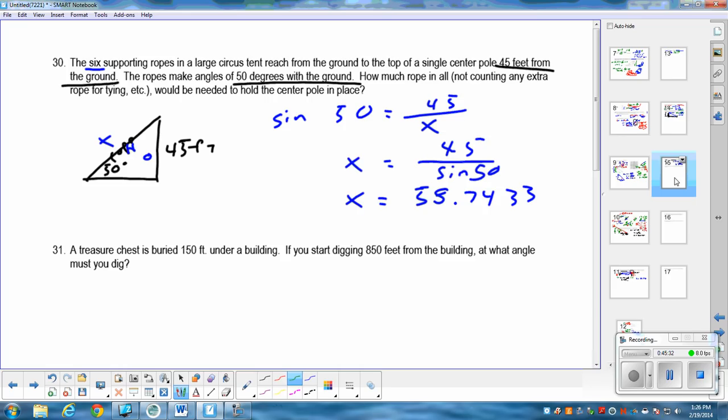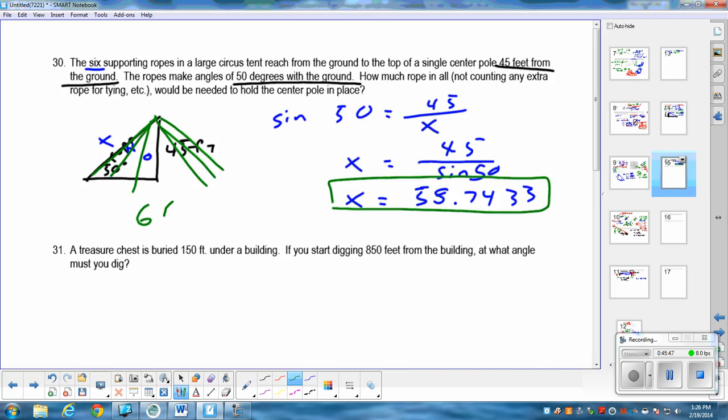So the fact is that there's not just one rope, there are 6 ropes, all holding up this tent post. This is the length of one of them. So to find all of them, we're going to multiply this number by 6. So total rope, minus what we would need for the actual tying, is going to be approximately 252.46 feet.